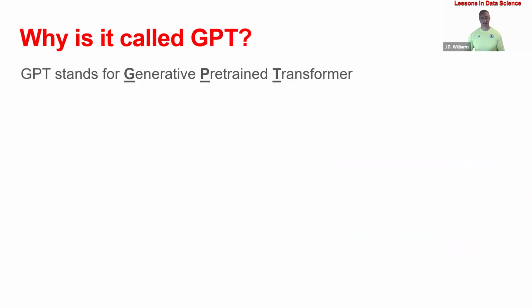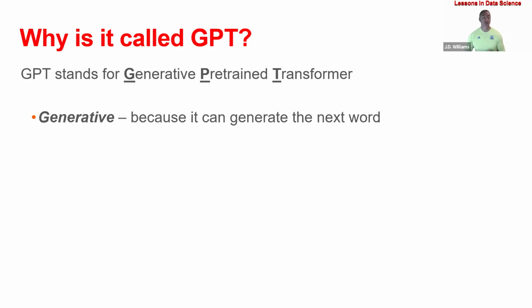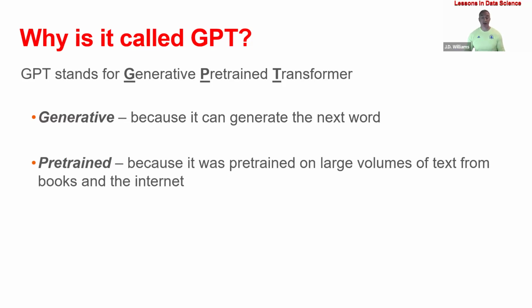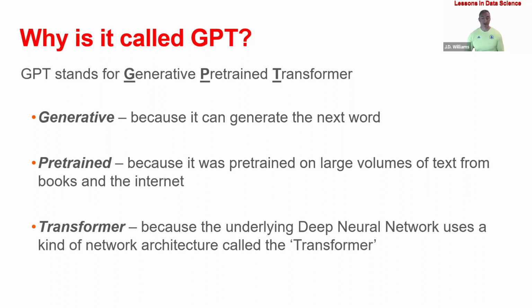Now, what does GPT stand for? It stands for Generative Pre-trained Transformer. Generative, because it can generate the next word in a sequence. Pre-trained, because it was pre-trained on large volumes of text from books and the internet. Transformer, because that's the name of the underlying deep neural network, which uses a kind of transformer architecture in the background.